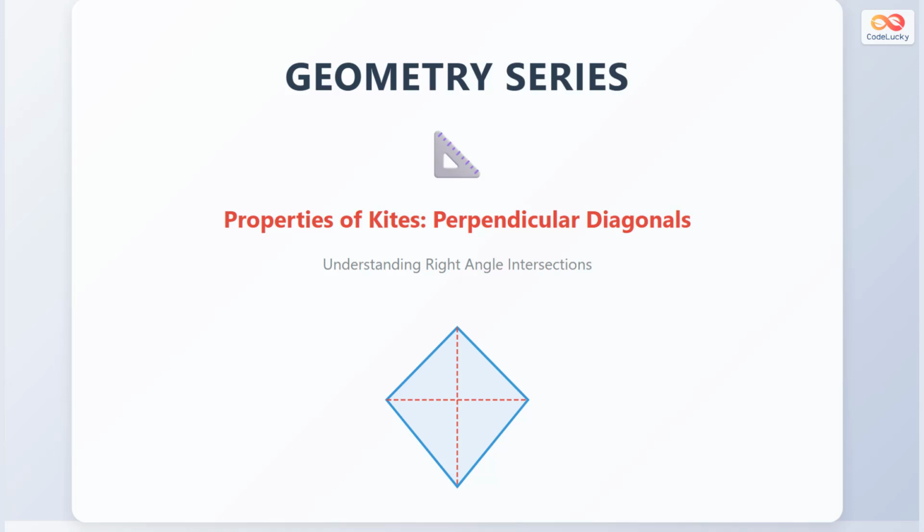Today, we are going to explore a very special quadrilateral, the kite. Specifically, we will focus on a fascinating property concerning its diagonals, why they are perpendicular to each other.